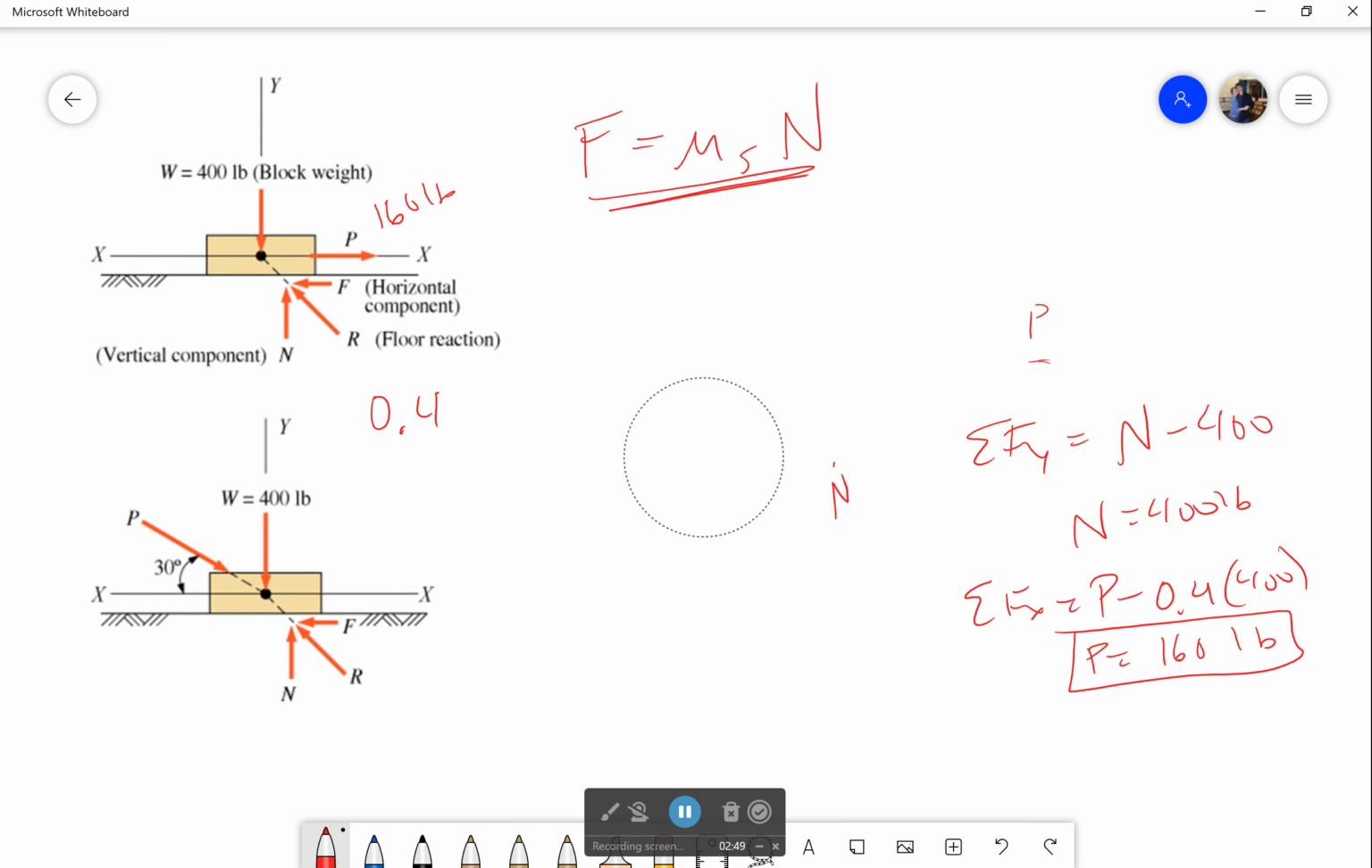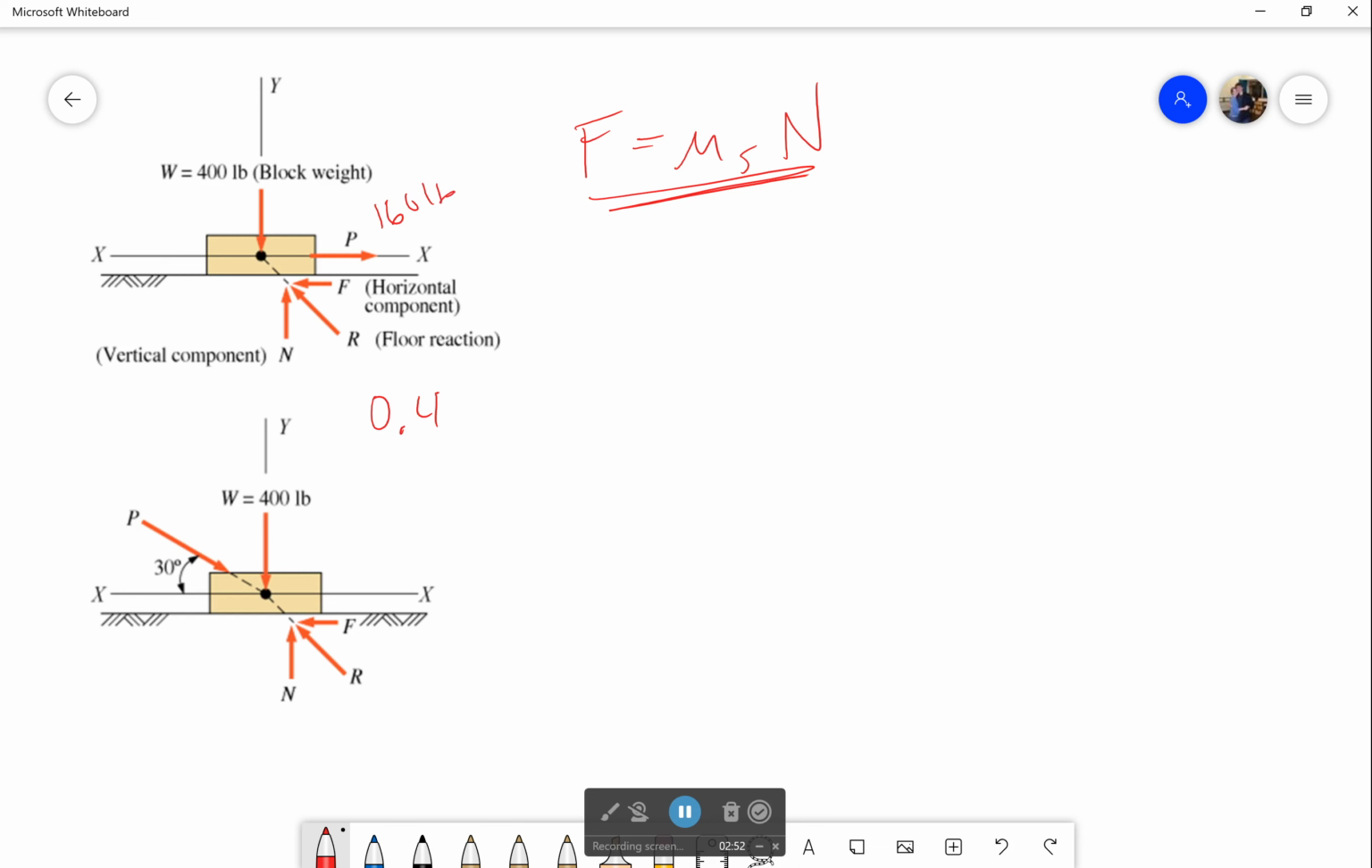Fantastic. Now let's try out this second situation. Once again, motion is impending, which means if I increase the load at all, it's going to move. Now let's try it out. So first off, my load is at an angle this time. So that's P, and it's got a 30-degree angle. I have my weight coming down, which is 400. I have my normal force pushing back up, and I have my frictional force. Since motion is impending, once again, my frictional force can be replaced with this equation.